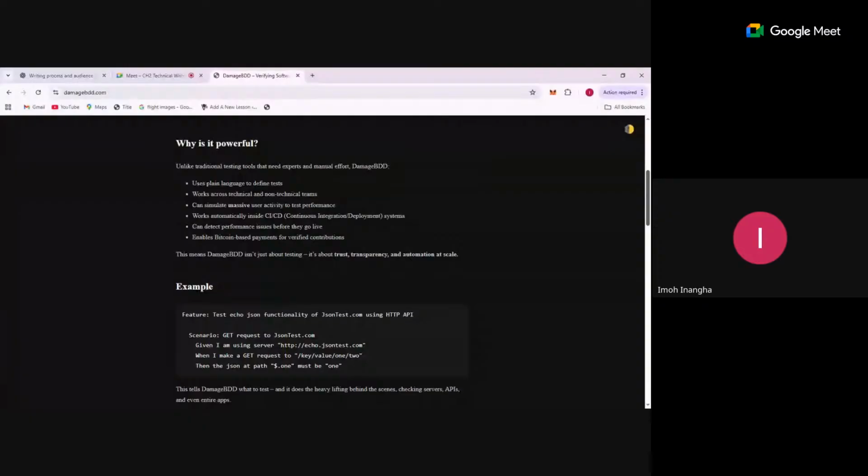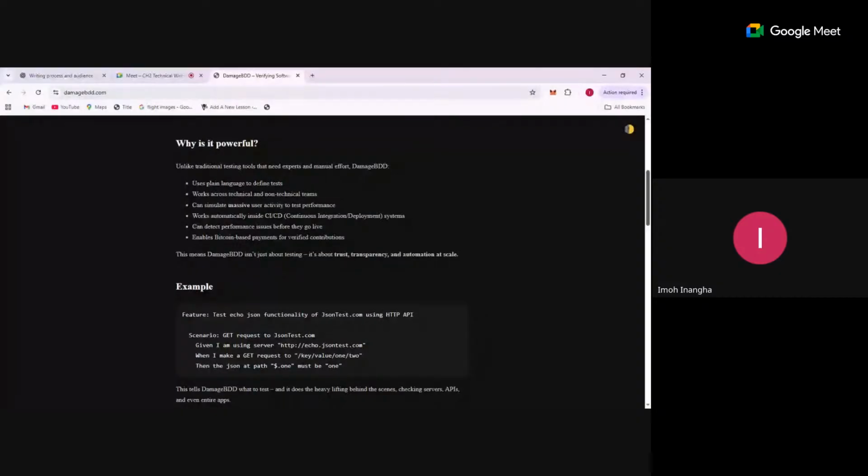For example, if I'm building a website and I'm trying to get, for example, if you search for a product, you should get the products from a database using that API. I can now say test this API, so this API is probably json.com, to be sure that every product that is being searched for gets to reflect on my website. This is the scenario. So get the request from that particular API. So given I am using this server, this is my website's name. This is my server, probably my database also.